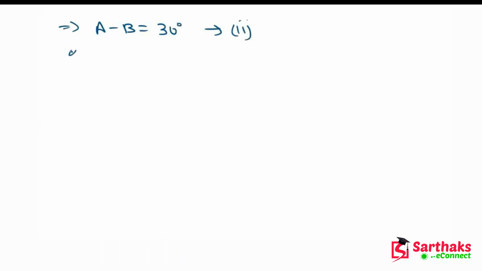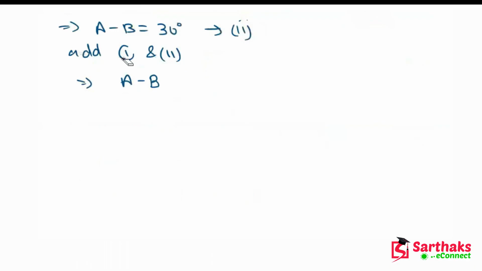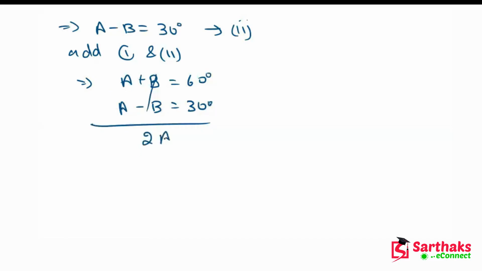Now if we add 1 and second, we get a plus b is equal to 60 and a minus b is equal to 30 degree. So if we add, this will be cancelled. We have twice of a is equal to what? Twice of a is equal to 90 degree. So a is equal to 45 degree.